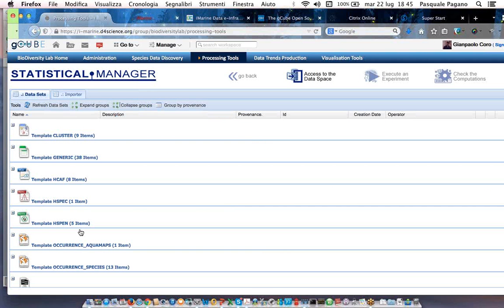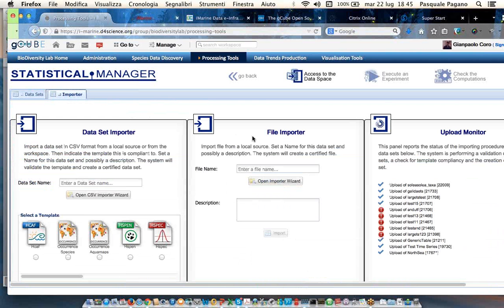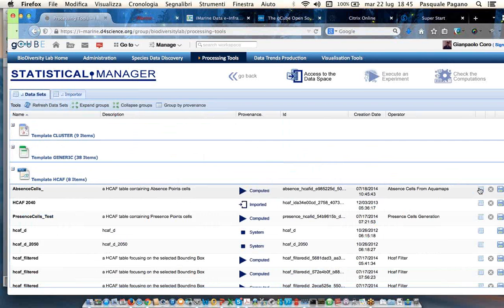clusters and collects all the data sets that have been produced by the algorithms or that have been imported on the platform by the user. There is a rich set of tutorials to use this facility that you can discover through the iMarine portal.